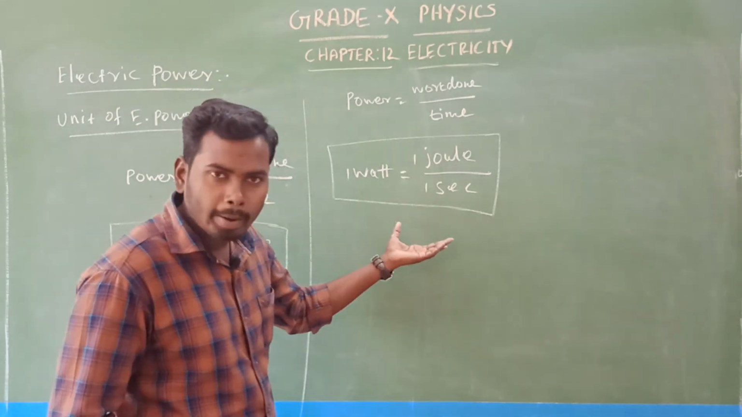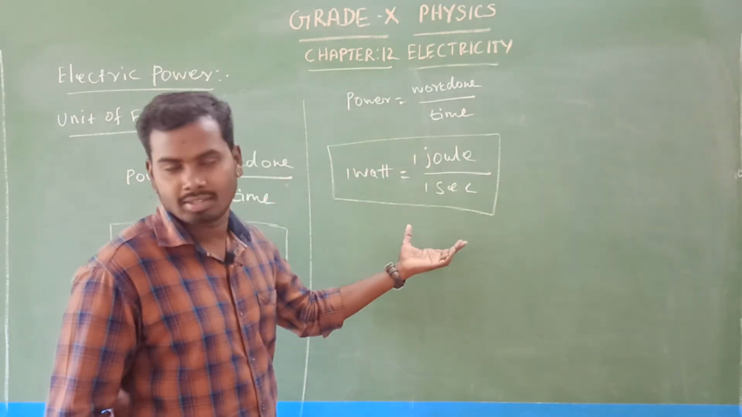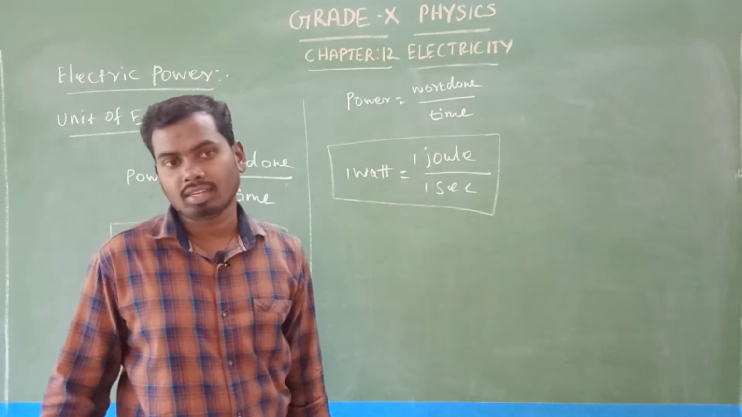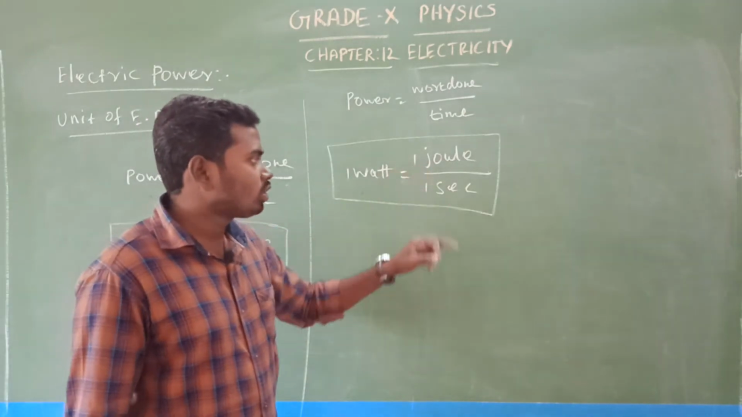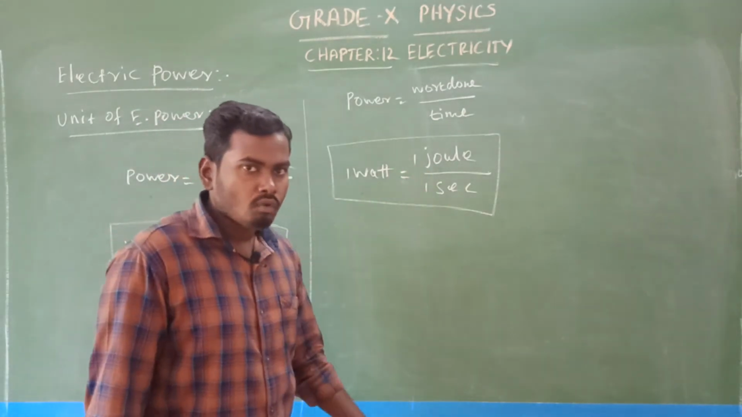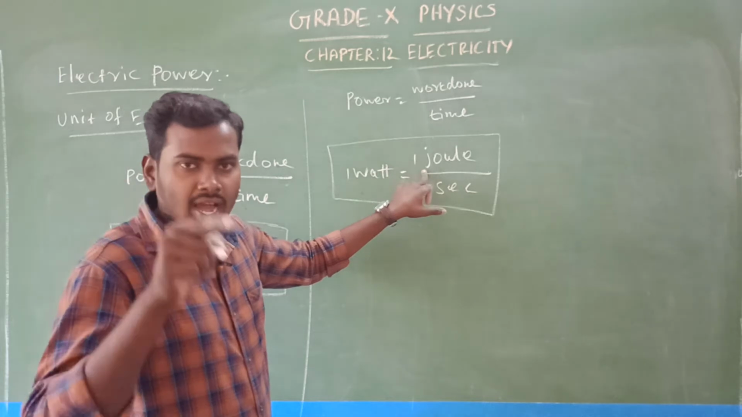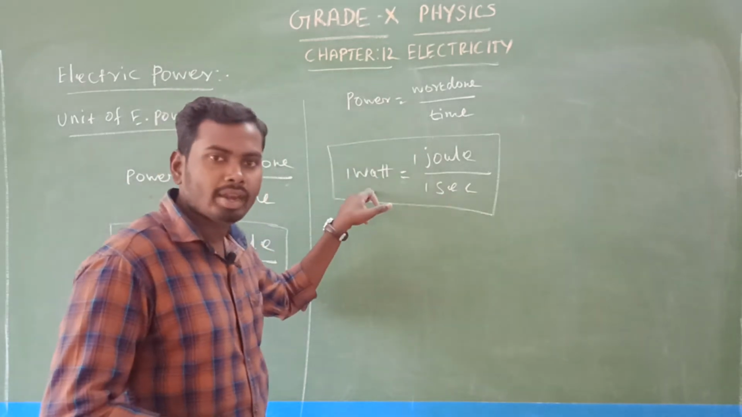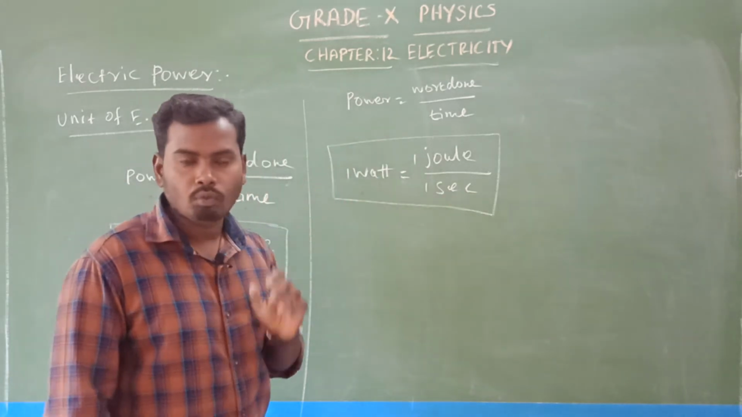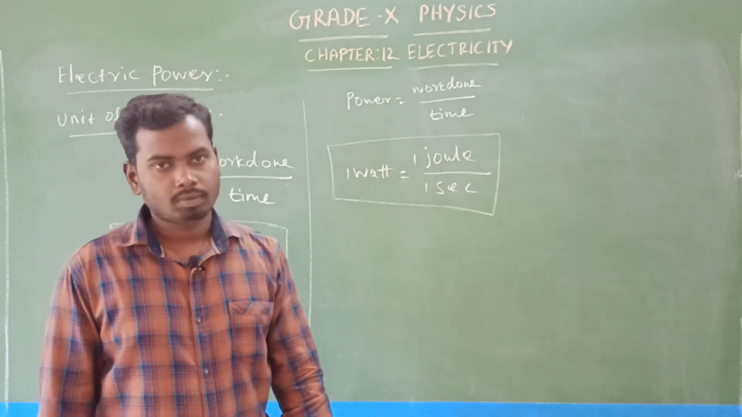Here this formula reveals the answer. 1 watt is equal to 1 joule divided by 1 second, which means when 1 joule of work is done in 1 second, then the power is said to be 1 watt. That's all.